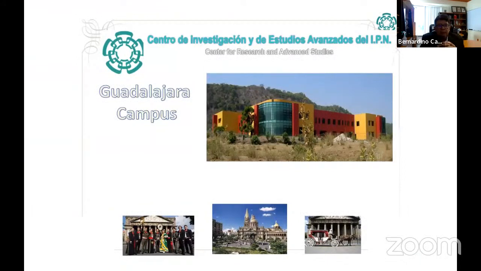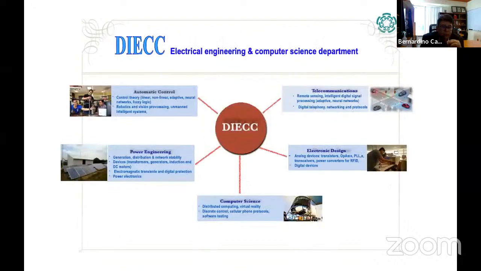Now, in particular, the Guadalajara campus. Guadalajara is the land of tequila and mariachis. It's a beautiful city, and this is a photo of our facilities in the Guadalajara campus. And we have here the electrical engineering and computer science department.